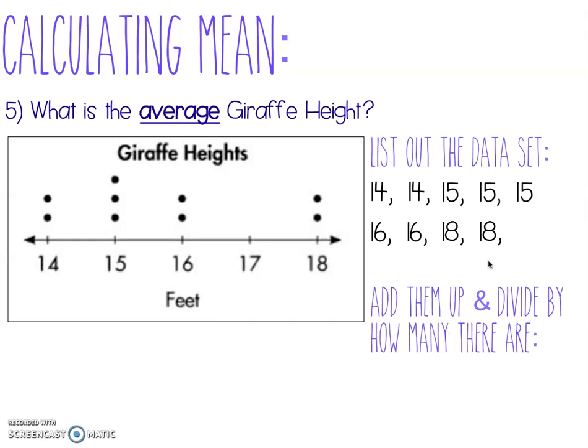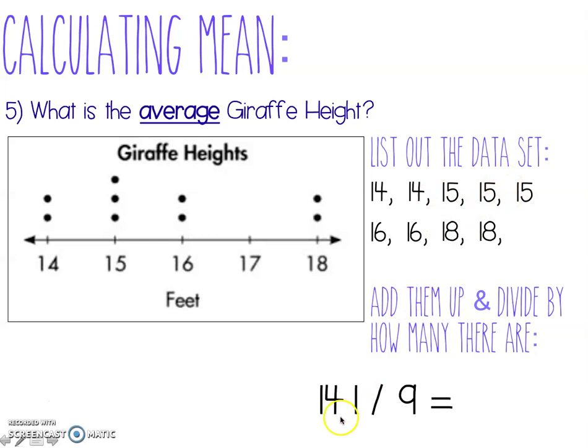is those normal steps to calculating the mean. We have to add them up and then divide by how many there are. So we're going to find the sum. We're going to add them together. 14 plus 14 plus 15 plus 15 plus 15 plus 16 plus 16 plus 18 plus 18. We get 141. The reason that we're dividing by 9 is because there's 9 numbers in our data set.